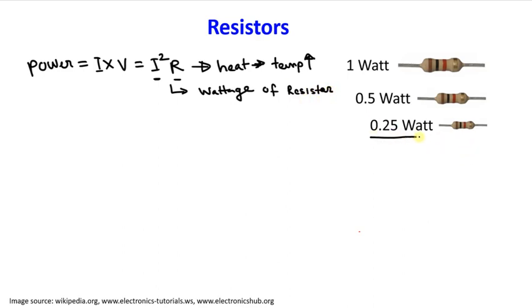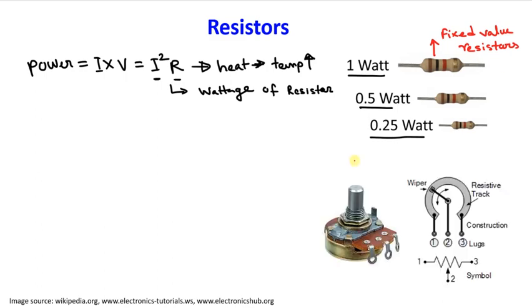Typically different values are available, for example quarter watt, half watt, 1 watt, and even higher wattage resistors are also available. Perhaps you have noticed that as the wattage increases, the size of the resistors also increases. So while using a resistor in a circuit, you should not cross its rated wattage level. However, all these resistors are actually fixed value resistors, right? But for many applications you also need variable resistors. An image of one such variable resistor is shown here.